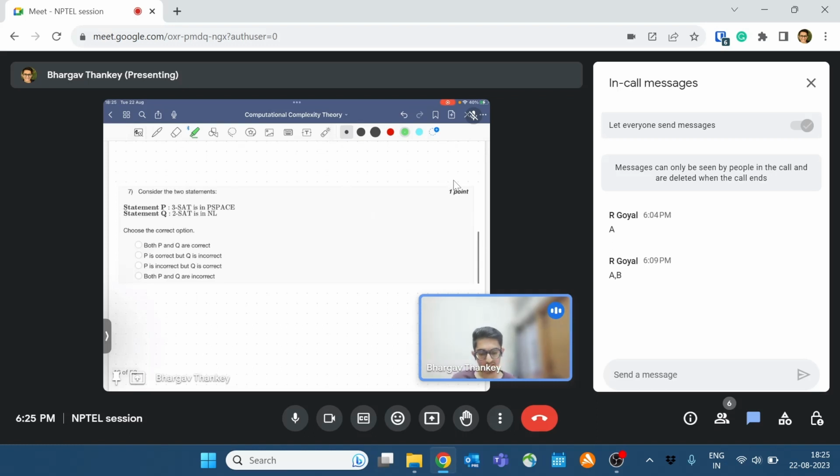The next problem is: consider the two statements. Statement P, 3-SAT is in PSPACE, and statement Q, 2-SAT is in NL. Choose the correct option. Both P and Q are correct. P is correct, but Q is incorrect. P is incorrect, but Q is correct. Both P and Q are incorrect. Which of these is correct?